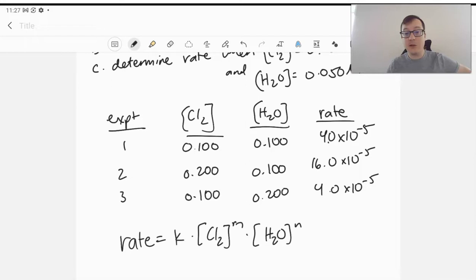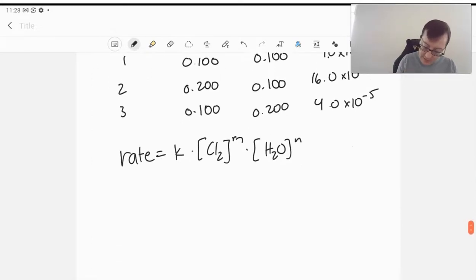Between experiments 2 and 3, though, both chlorine and water are changing. And so that would not be a good comparison to make. However, 1 and 3 would be, because in that case, chlorine isn't changing, but water is. So we always want to look for two sets of data. One set has your baseline values, and then your second set should only change one of those concentrations. And so it would be a good idea to compare 1 and 2, as well as 1 and 3 in this case. Don't compare 2 and 3.